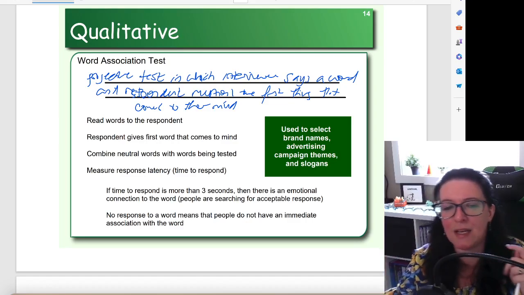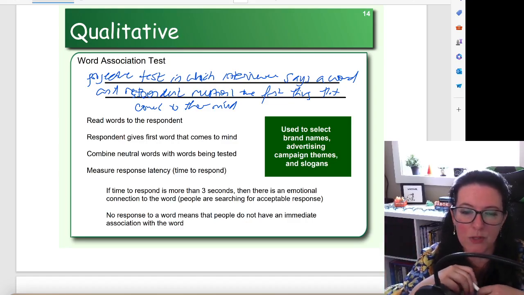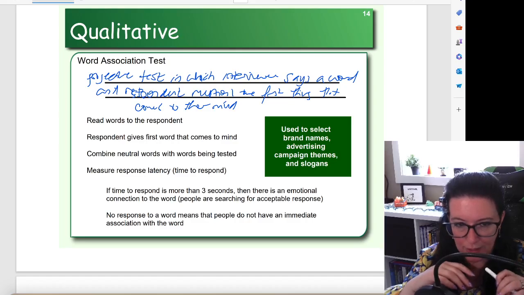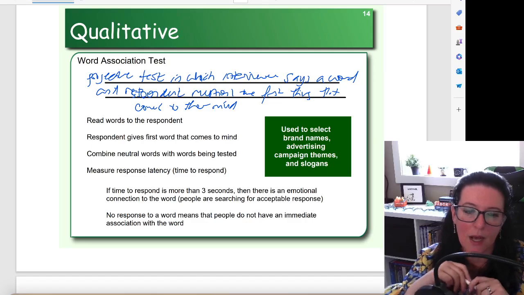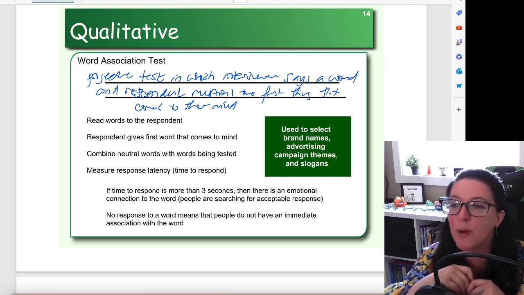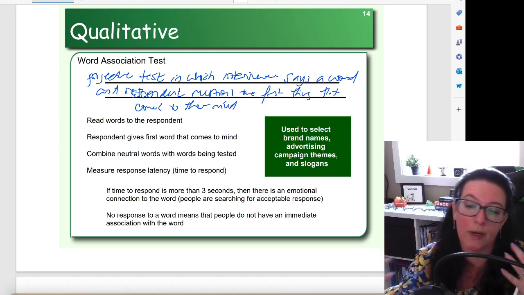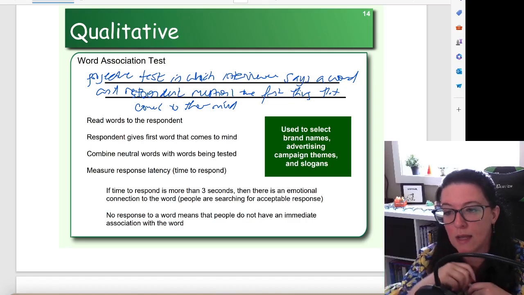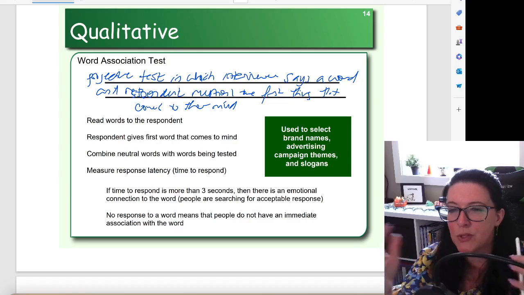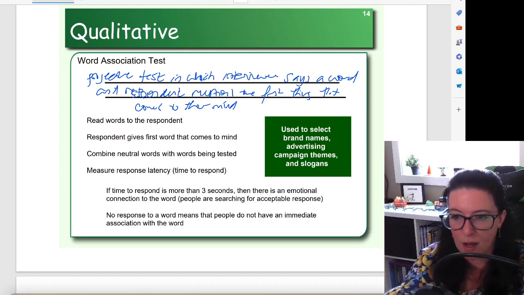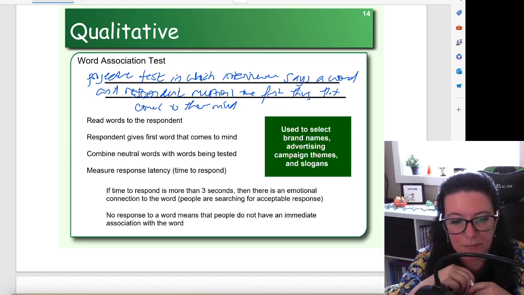So we mix in ones that we don't care about with ones that are more relevant to the topic that we're looking at. How long did they take to respond to those different words? And we would compare how long they took to respond for the more neutral words that we don't care about versus the ones that are more specific to the area of research. And so this word association actually comes from the work of Carl Jung in psychology.